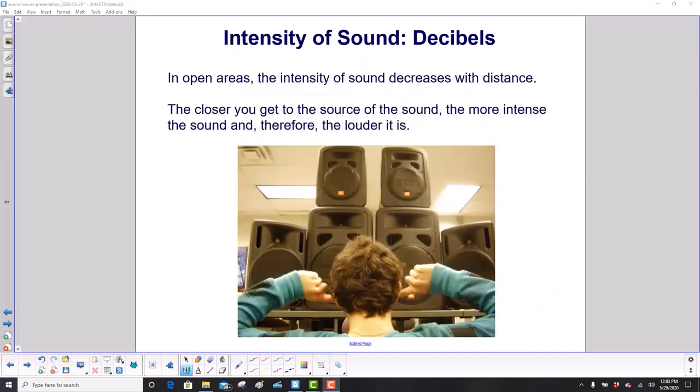In open areas, the intensity of sound decreases with distance. The closer you get to the source of the sound, the more intense the sound, and therefore the louder it is.